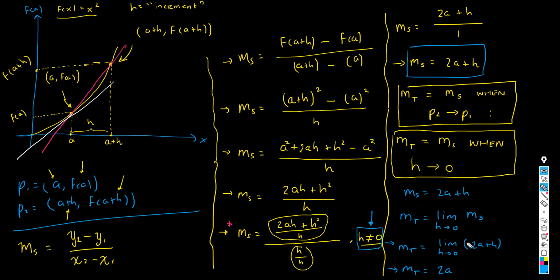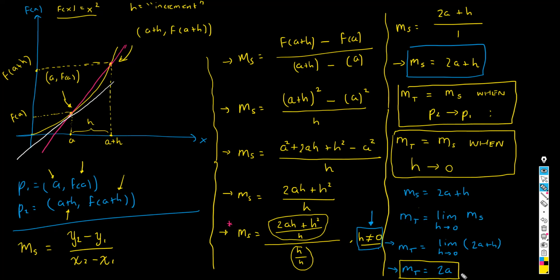Because when I evaluate this limit, the limit of 2a plus h as h approaches 0, the result will be just 2a, right? Because we can evaluate simply, we don't get any zeros in any denominator, and so the slope of the tangent line is equal to 2a. And we have solved our problem.